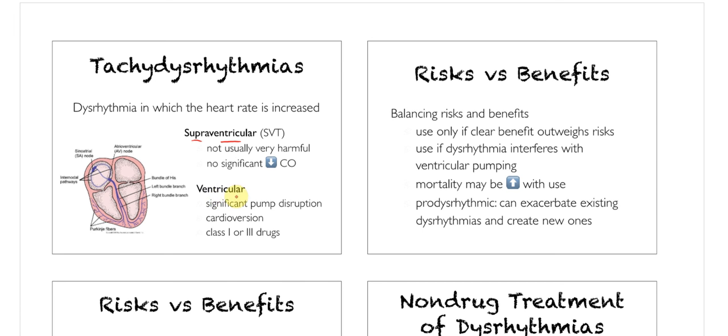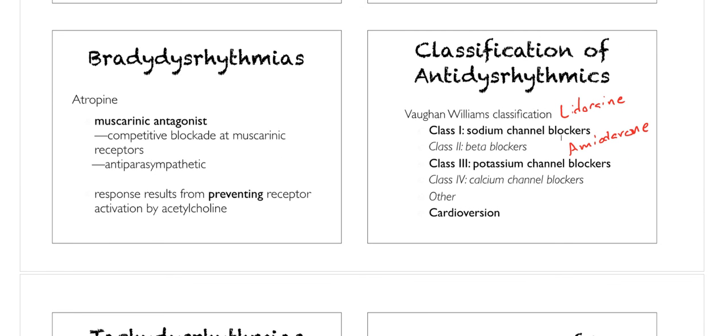For a ventricular rhythm like VTAC, ventricular tachycardia, or VFib, ventricular fibrillation, these are a significant pump disruption that may require cardioversion. And these also really only respond well to class 1 or class 3 drugs. So we're talking our sodium channel blockers like lidocaine or our potassium channel blockers like amiodarone.